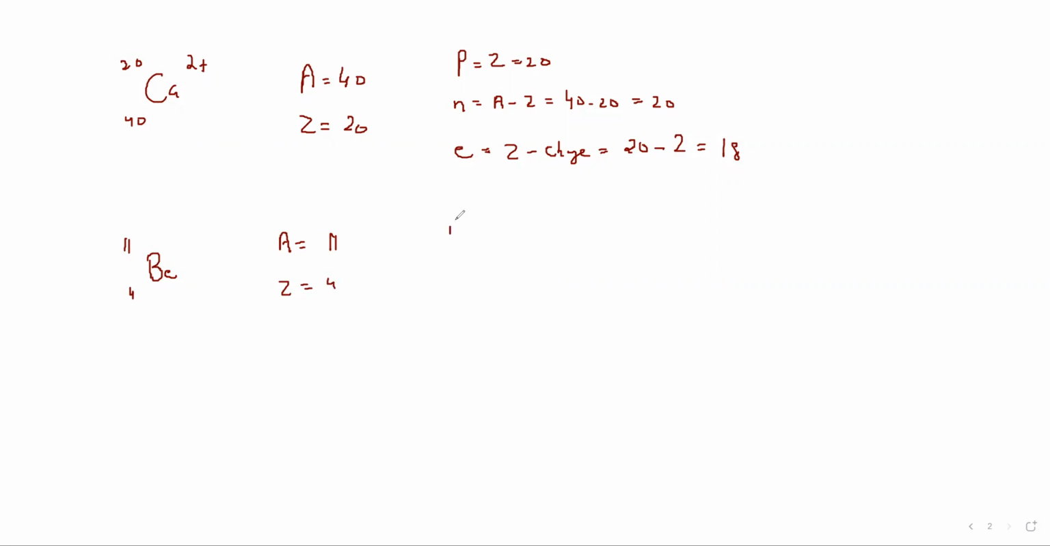If you want to find protons, how to find the proton number? The proton number is given by Z, so that is equal to 4. If you want to find neutrons, that is equal to A minus Z. So 11 minus 4 is equal to 7. And if you want to find electrons, that is Z minus the charge. But in this case, Z is 4 and there is no charge. So that also gives 4 electrons.